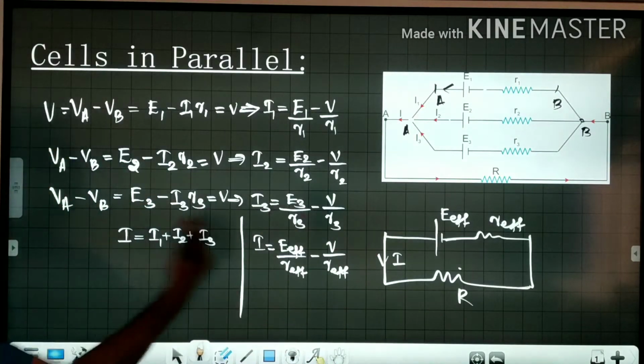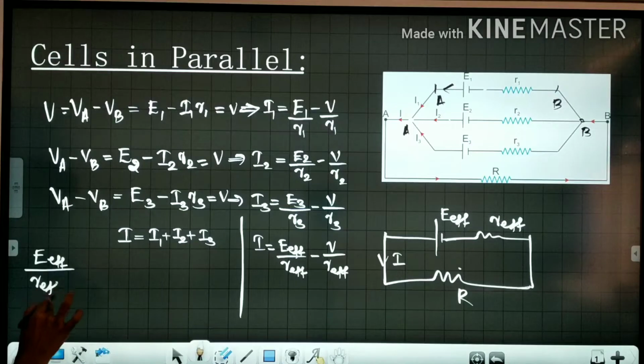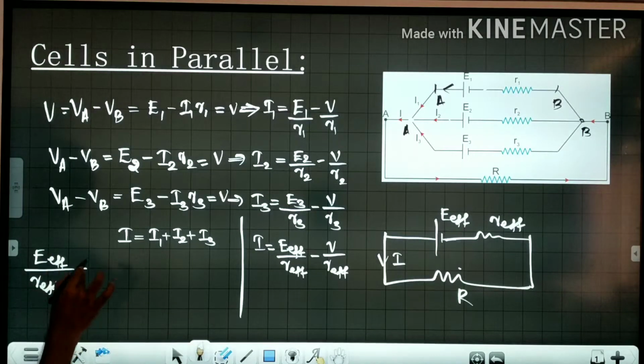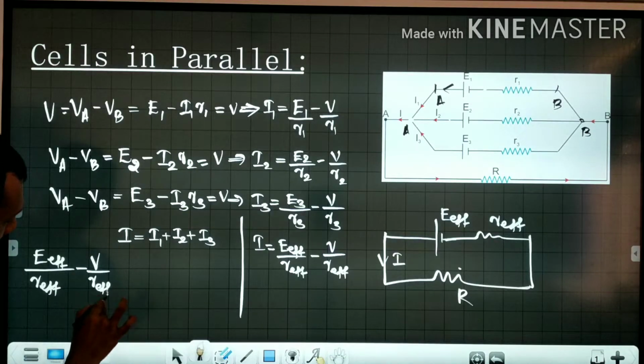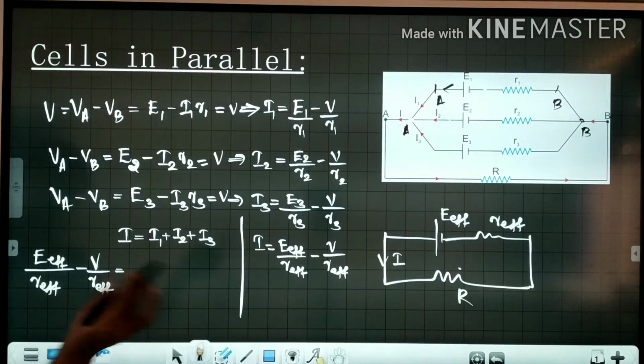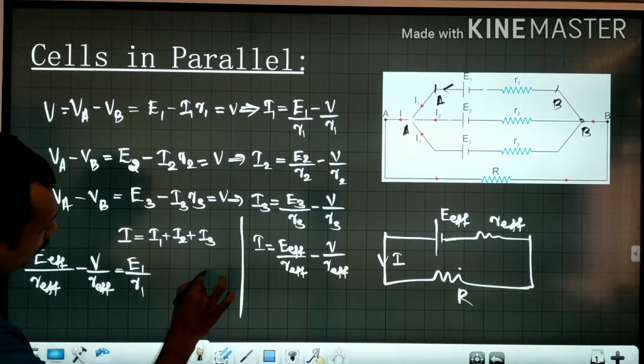So shall I equate these two sides? E effective divided by R effective minus V divided by R effective is equal to, on the right side, I1, for which I am going to substitute E1 by R1.